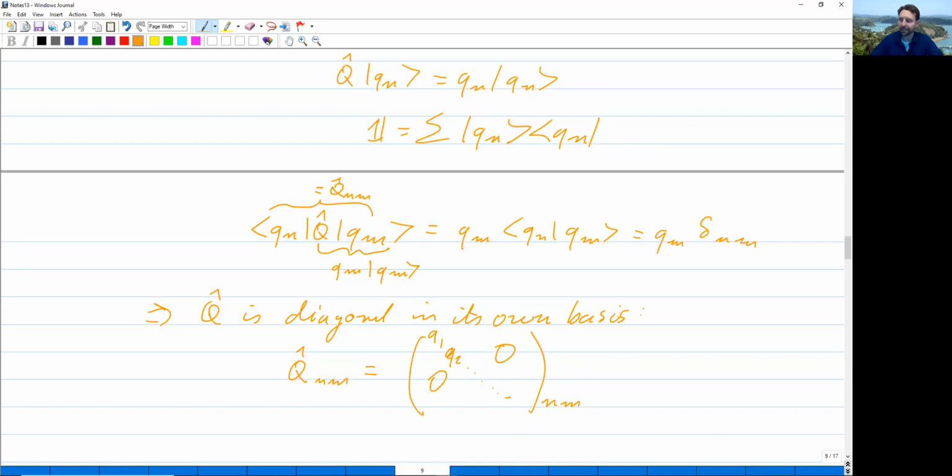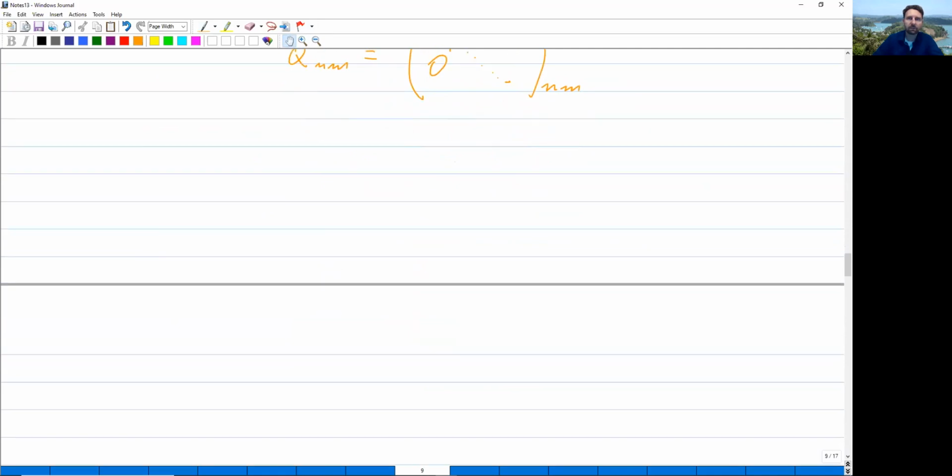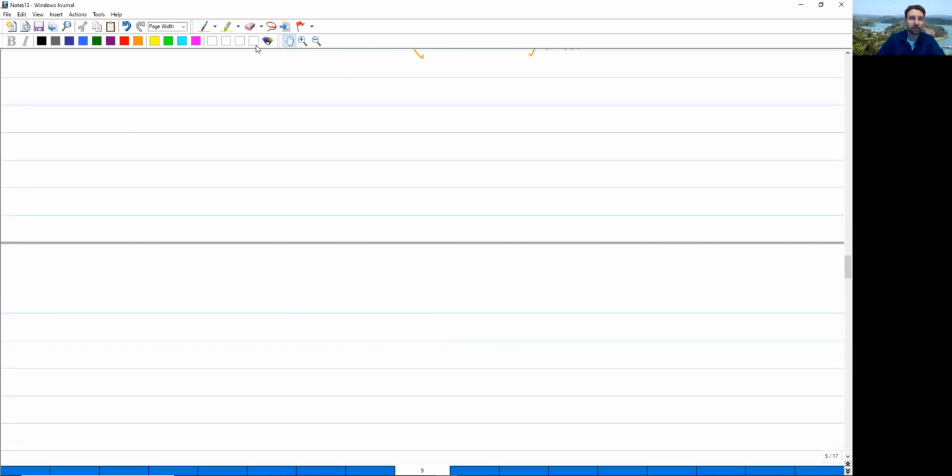All right, so if we take a self-adjoint operator, then in its own basis, it is diagonal. Now, this was in finite dimensions. Let's see how this all pans out for self-adjoint operators in infinite dimensional Hilbert spaces. Now, assume that the dimension of our Hilbert space is actually infinite.